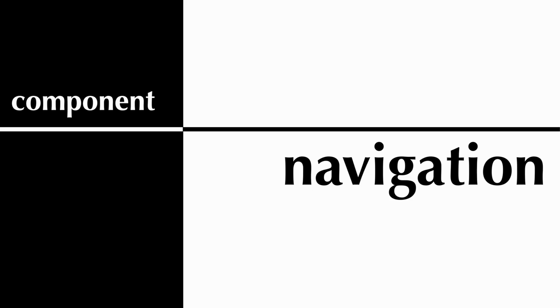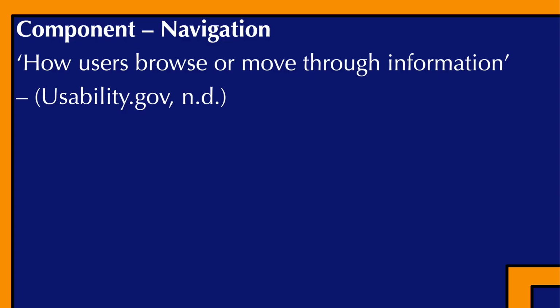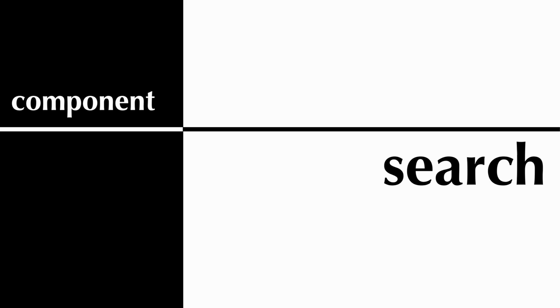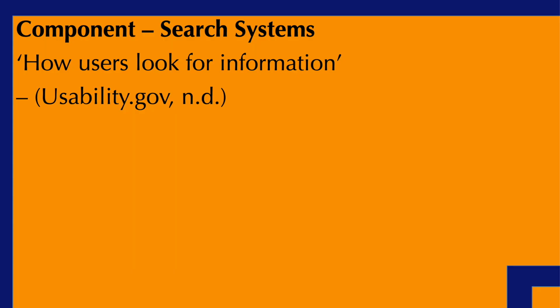Another component is navigation. That's how users browse or move through information. You want to make sure that on a website people can go through your various pieces of content really easily. You want to make sure people can move through your data visualization really easily, browse the information, your infographic or your app. The more easily they can browse and move through information, the better. The quicker they do it, the more effective it is, the more intuitive it is. Again, that's from Usability.gov.